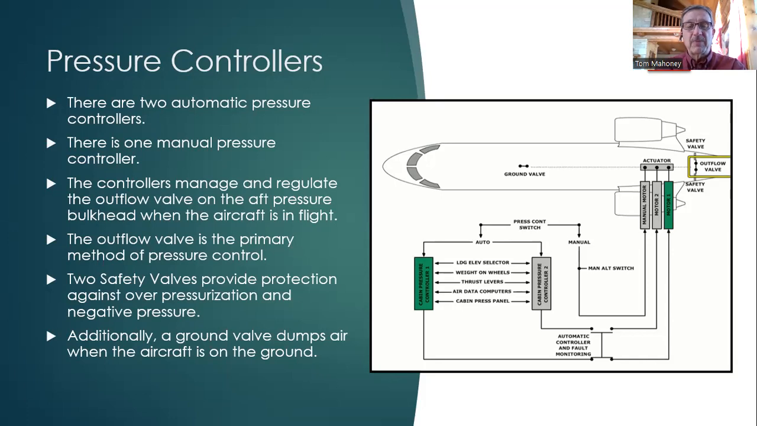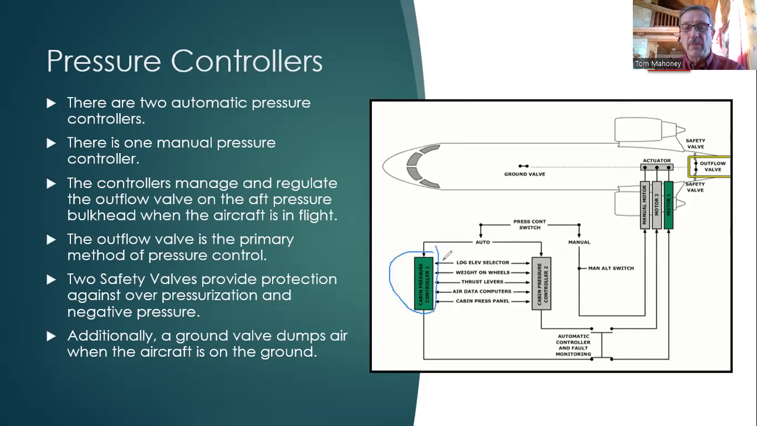2 safety valves provide protection against overpressurization and negative pressure. And additionally, a ground valve dumps air when the aircraft is on the ground. So that's what we have here. We have all those particular features involved here. We'll just take a look at them.